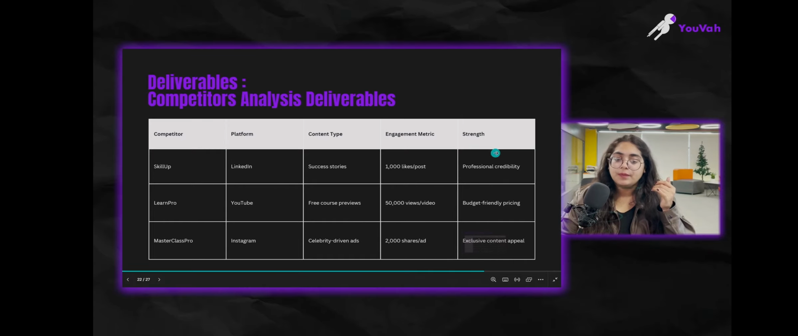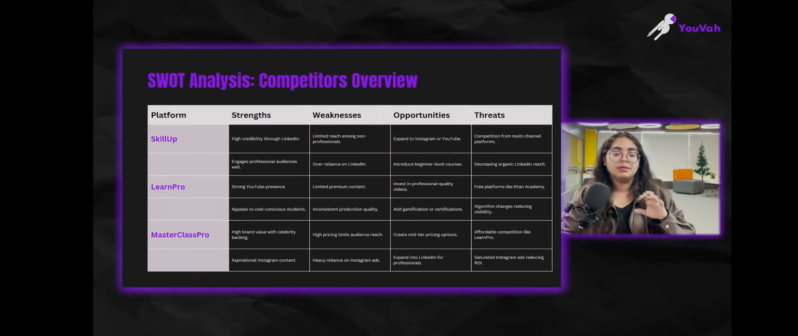Now, what is their strength? They have professional credibility, because a lot of people talk about the success stories there, so they obviously have done something to get that. Free course reviews mean they're very budget friendly. Another one is that celebrity-driven content is very exclusive, possibly even luxurious. So not everybody might go for it, but it's exclusive to some people.